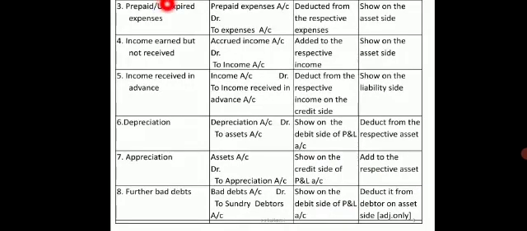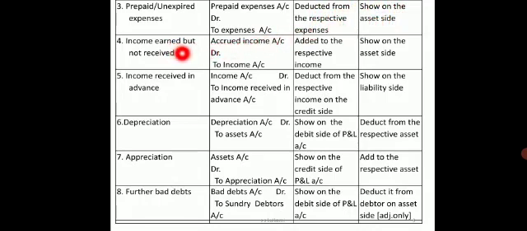The third one is prepaid expense. Prepaid expense is an expense which is paid in advance. Prepaid means advance payment made for the expense. Such an amount which is paid in advance will be deducted from the respective expenses, either in the profit and loss account or trading account, and also shown on the asset side of the balance sheet.